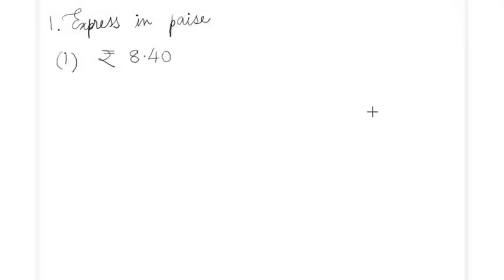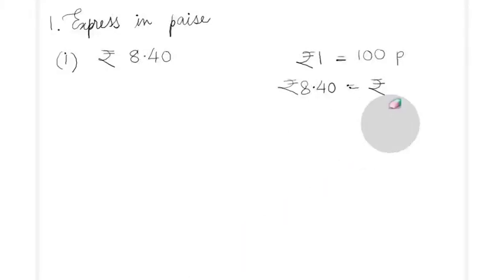All right, now we know that rupee 1 is equal to 100 paise. That means rupees 8.40 will be equal to rupees 8.40 multiplied with 100. So now here it's a multiplication by 100.